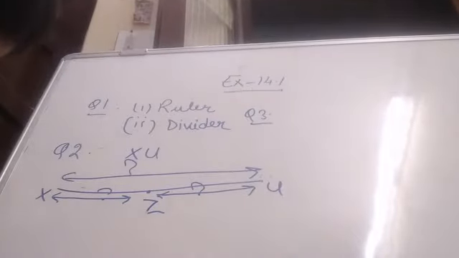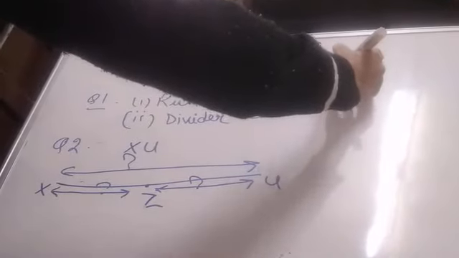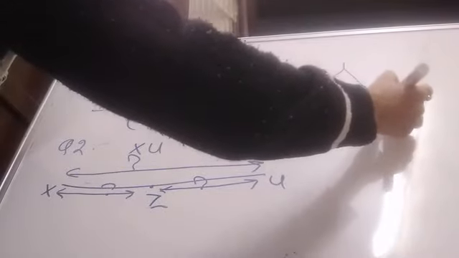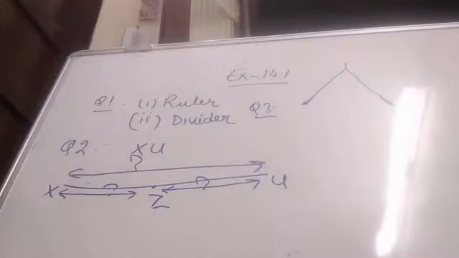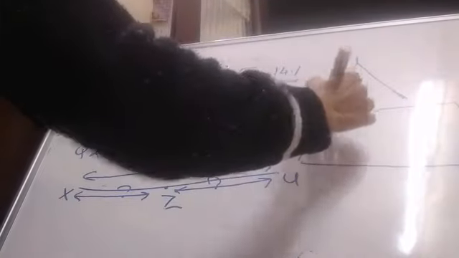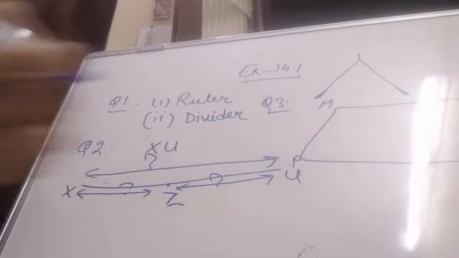is, compare the following line segments using a divider and fill in the blanks using greater than, less than or equal to. Now you have a divider. You are going to have a divider like this. Okay. This is a sort of divider. One is a compass and one is a divider with both the needles. So you have to take a divider and this is a figure given to you. Okay. This is a figure given to you. MP. And this is NO. Right.